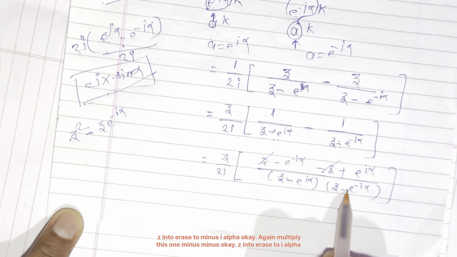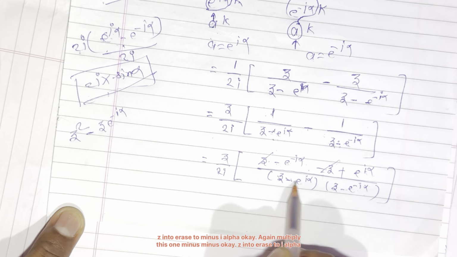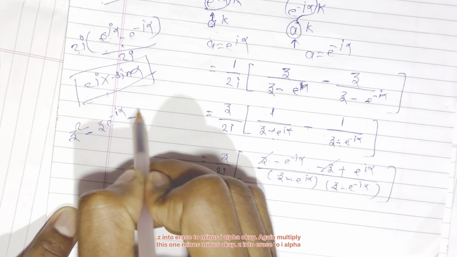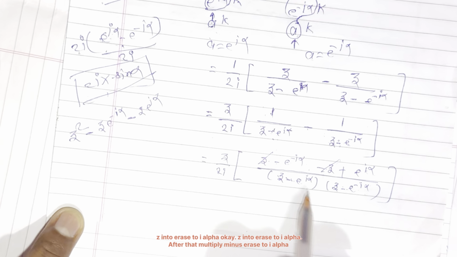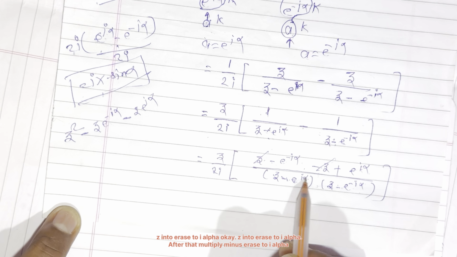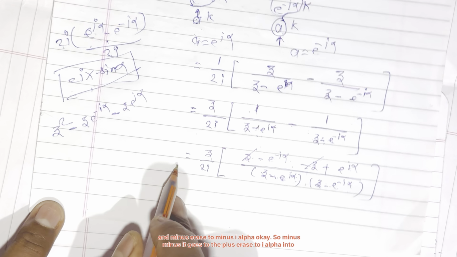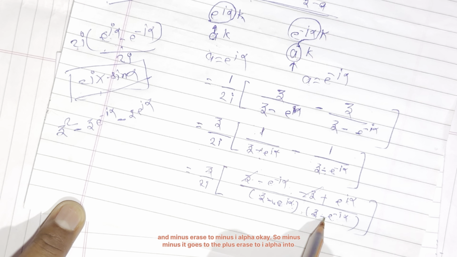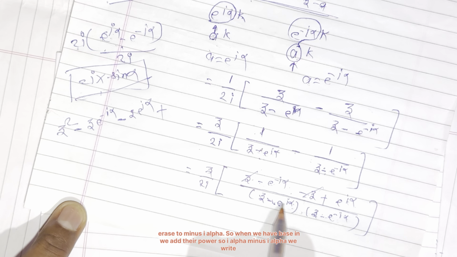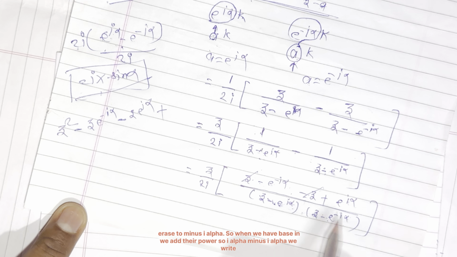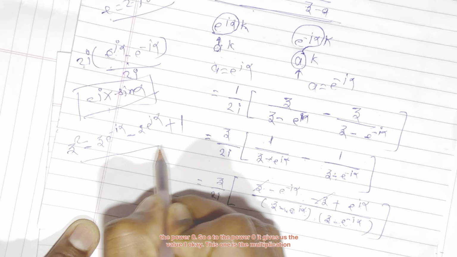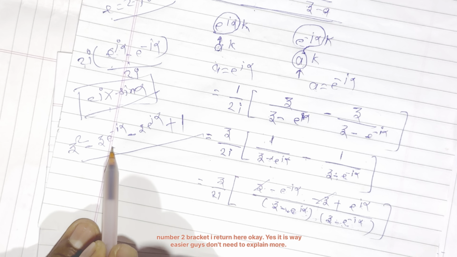Okay, z into e raised to minus I alpha. Again multiply this one by minus z into e raised to I alpha. After that, multiply minus e raised to I alpha and minus e raised to minus I alpha. So minus becomes plus, e raised to I alpha into e raised to minus I alpha. When we have the same base, they add their powers. So I alpha minus I alpha, we write the power 0. So e to the power 0 gives us the value 1. This is the multiplication of the two brackets I have written here.